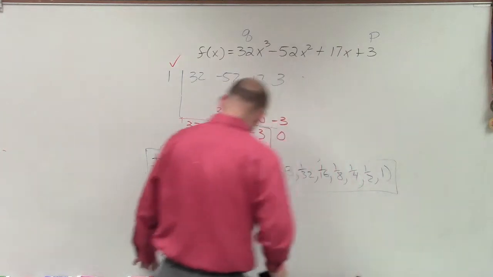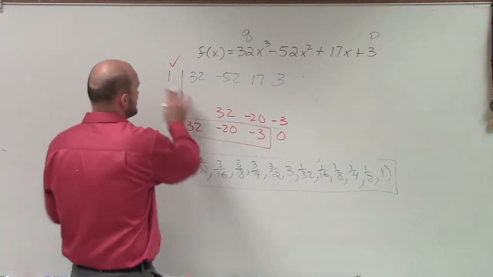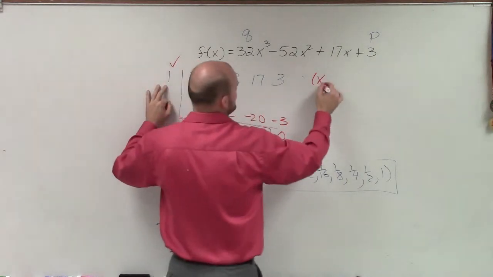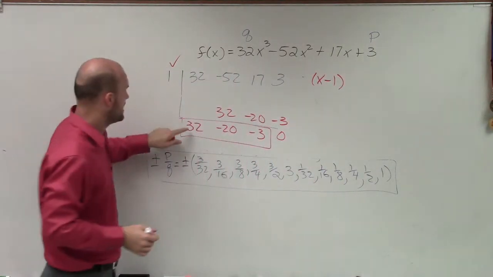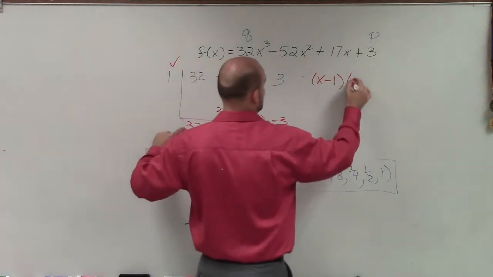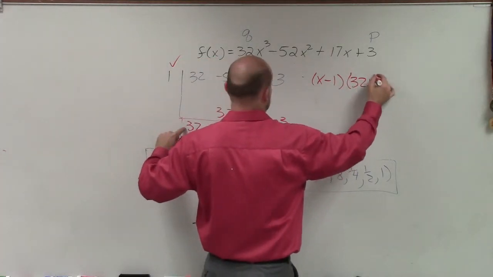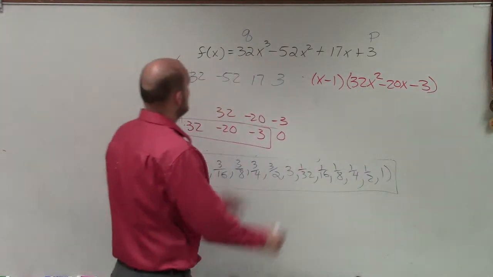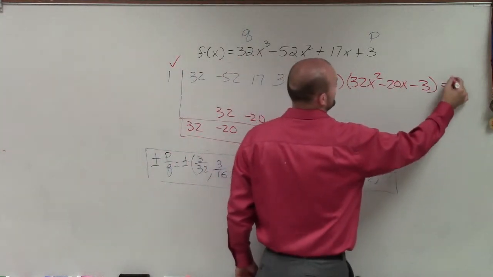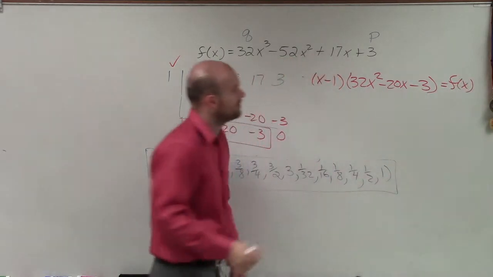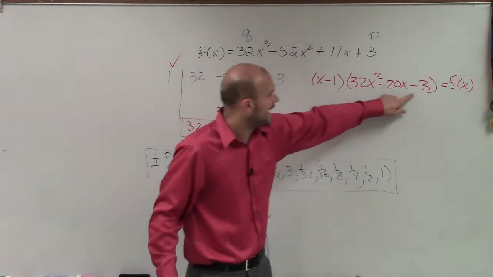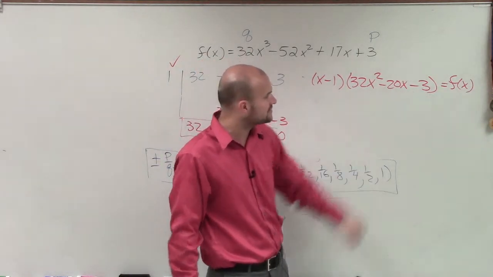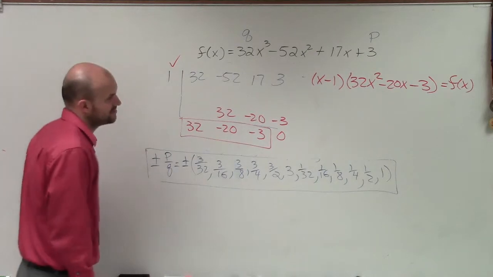So we found our factors, and now we know that if 1 is a 0, that means x minus 1 is a factor, and this is going to be my other resultant, which will be 32x squared minus 20x minus 3. And that times that equals my function. But if I want to find all the remaining zeros, I have to set this equal to 0, right? And now I have to go ahead and solve and see what that's going to be.